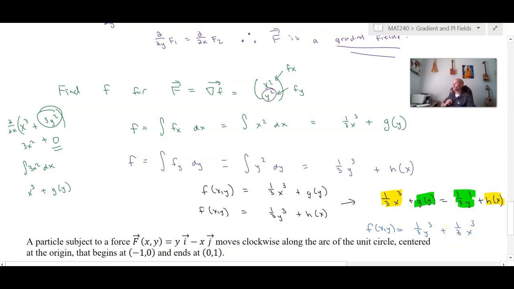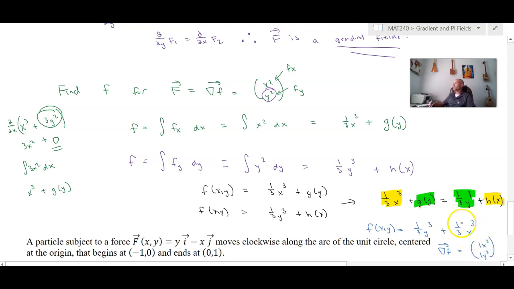And we can check our work, because if we find the gradient vector of this, the gradient of this thing that I just found is the derivative with respect to x. Well, the derivative of 1/3 y cubed is 0. The derivative of 1/3 x cubed is 3 times 1/3, which is 1 x squared. And the derivative of this with respect to y will be 3 times 1/3 y squared, which is just 1 y squared. The derivative of 1/3 x cubed with respect to y is 0.